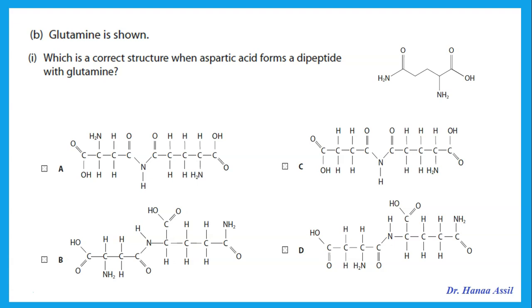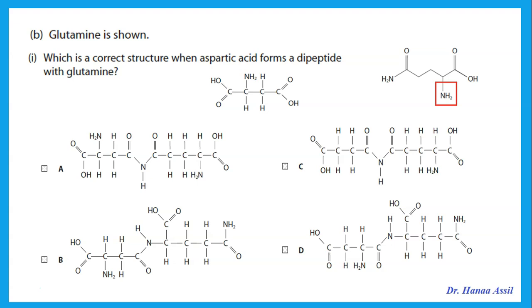Glutamine is shown, so that is the structure on top there. Now, which is a correct structure when aspartic acid forms a dipeptide with glutamine? In the previous question, we had the structure of aspartic acid, so that's this one. And we want to join it with the glutamine. Of course, we know that the acid of one amino acid joins to the amine of the other. And remember that the glutamine, this is the amine part, not the other NH2. The other NH2 is an amide. It does not react with acids.